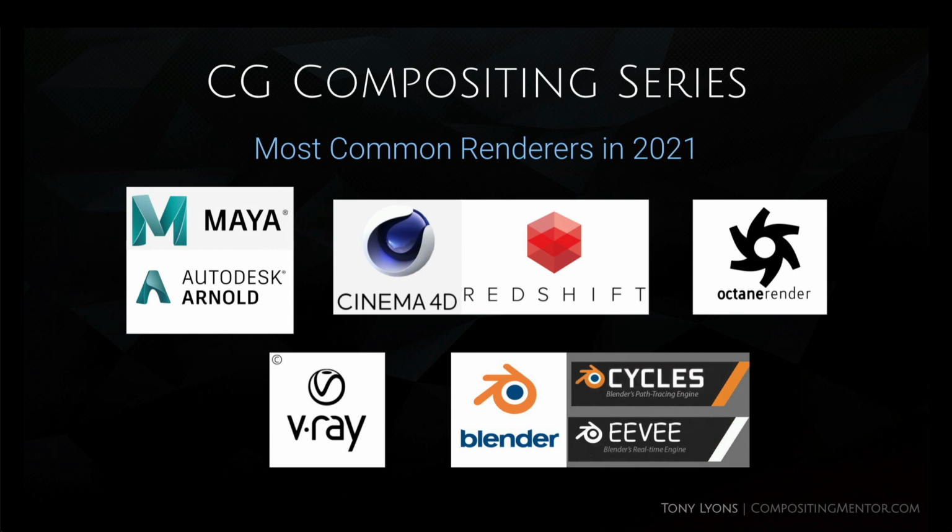And this is just, I guess, my pick. It's what I've seen the most and what I think most people are probably using. I could be wrong, so please correct me if I am wrong in the comments. But I would say that Arnold, Redshift, Octane, V-Ray, and Blender with Cycles and Eevee are probably the most commonly used.